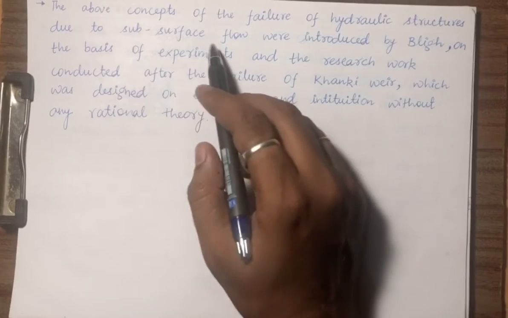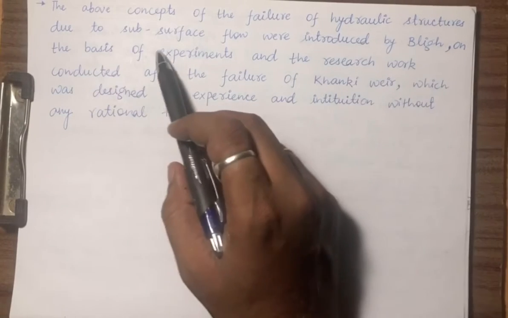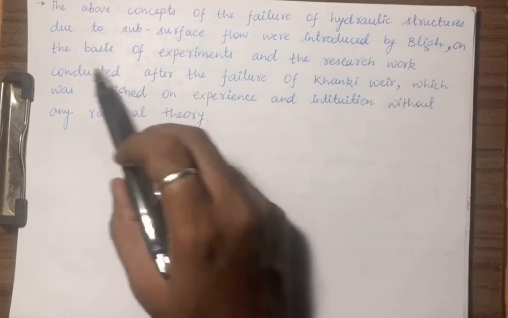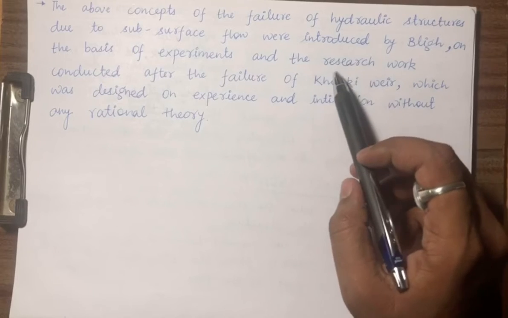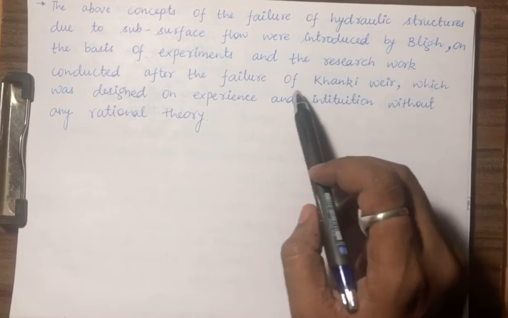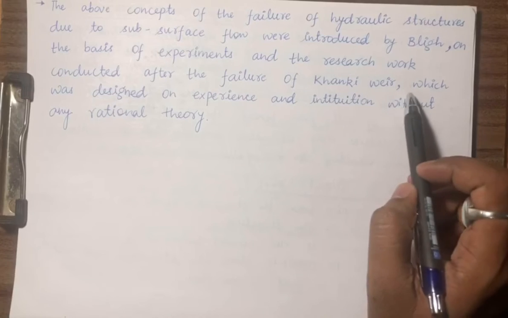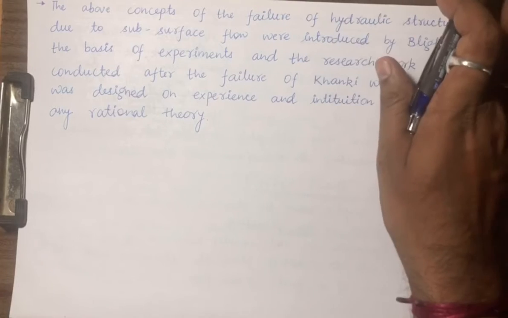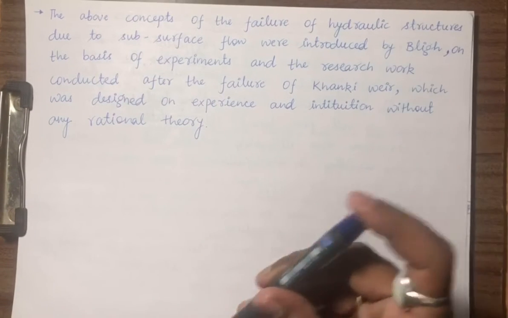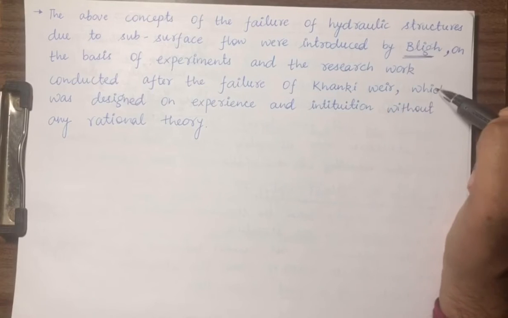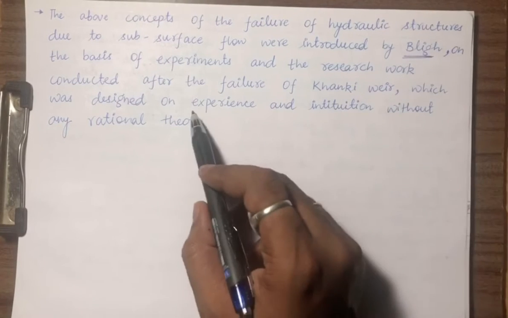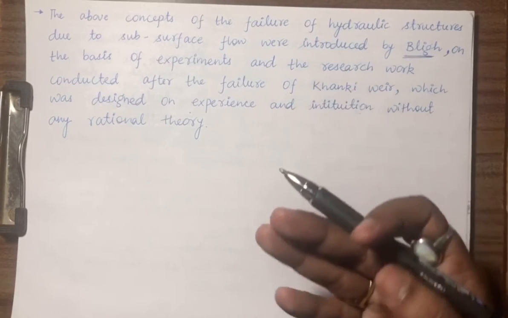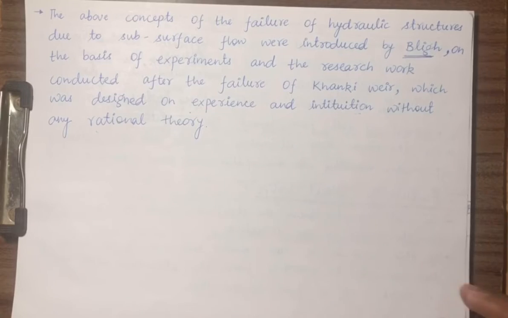So the above concepts of the failure of hydraulic structures due to subsurface flow were introduced by Bligh on the basis of experiments and the research work conducted after the failure of Khanki Weir, which was designed on experience and induction without any rational theory. So these concepts were given by Bligh, and this was based on experience and intuition. So we can easily say this method was not rational or not scientific.